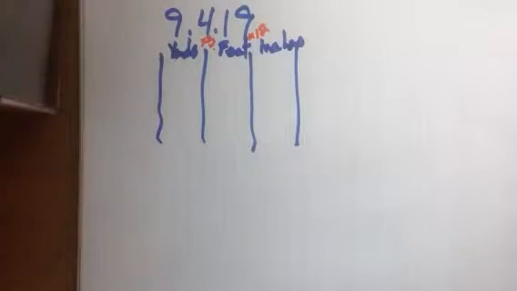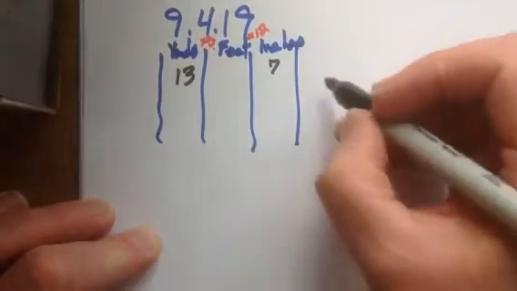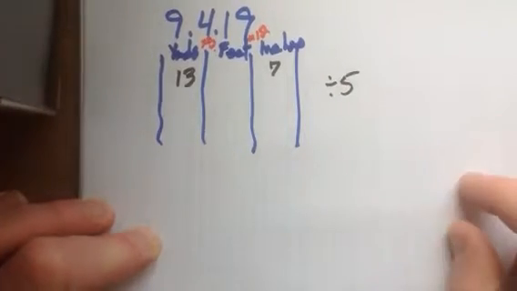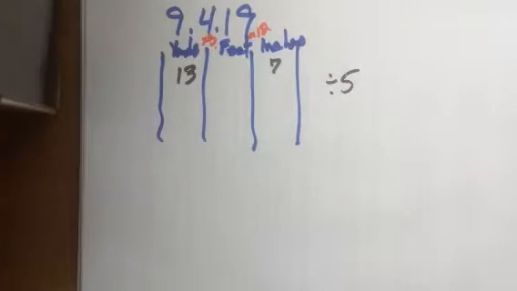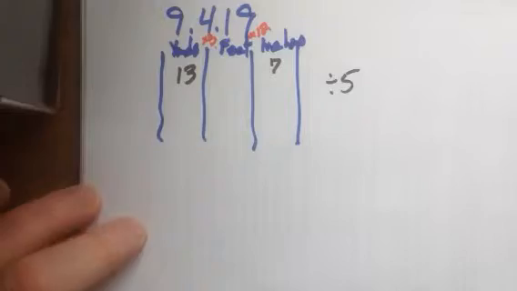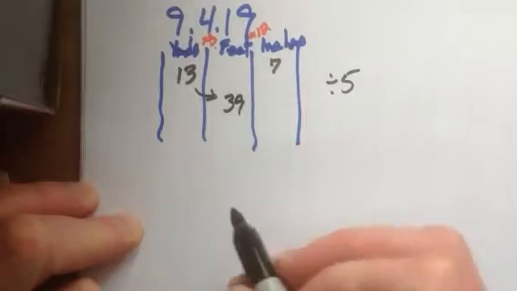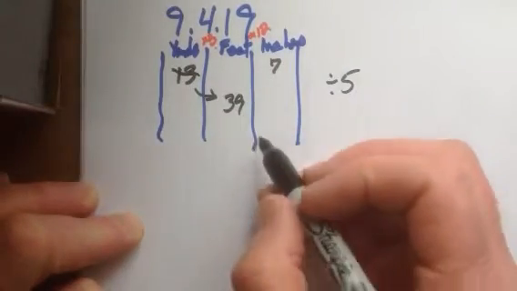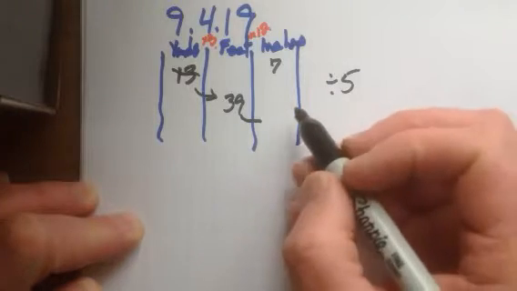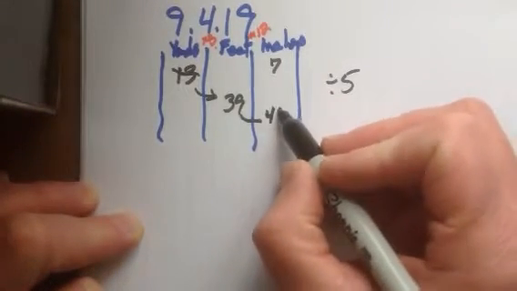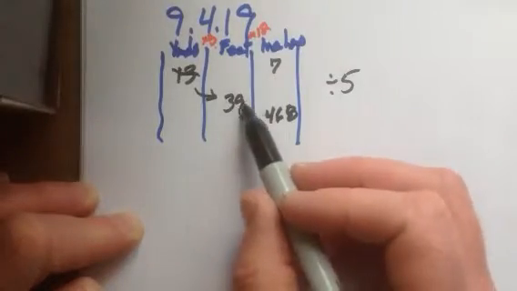Okay. So now we're looking at a problem that says we have 13 yards, 7 inches, and we want to divide that by 5. Now the easiest way to do this is to combine these things into the smallest measurement that we're looking at. If we were going to convert 13 into feet, we would get 39 feet. And if we were going to convert that into inches, we would get 468, because it's 39 times 12.